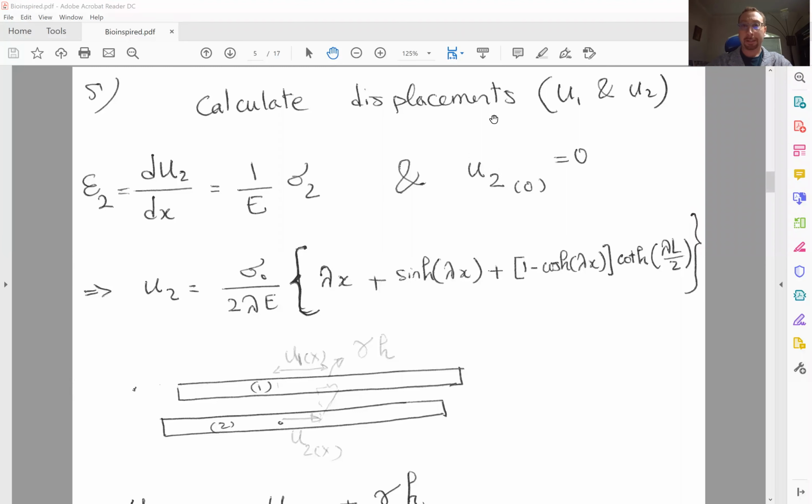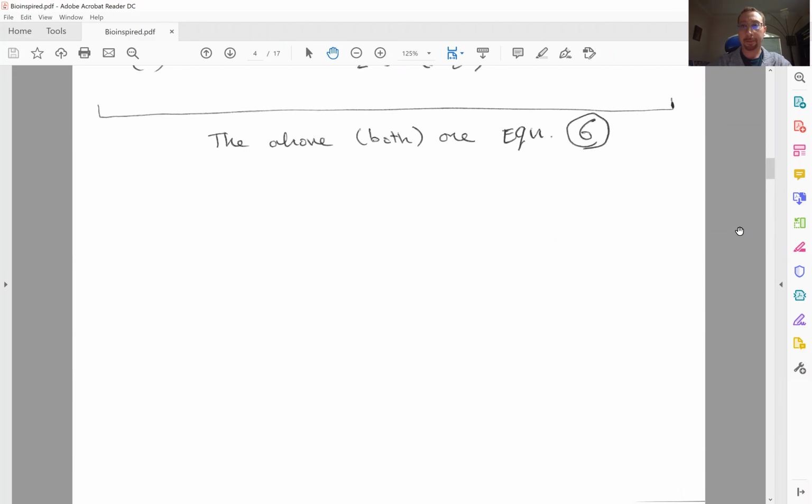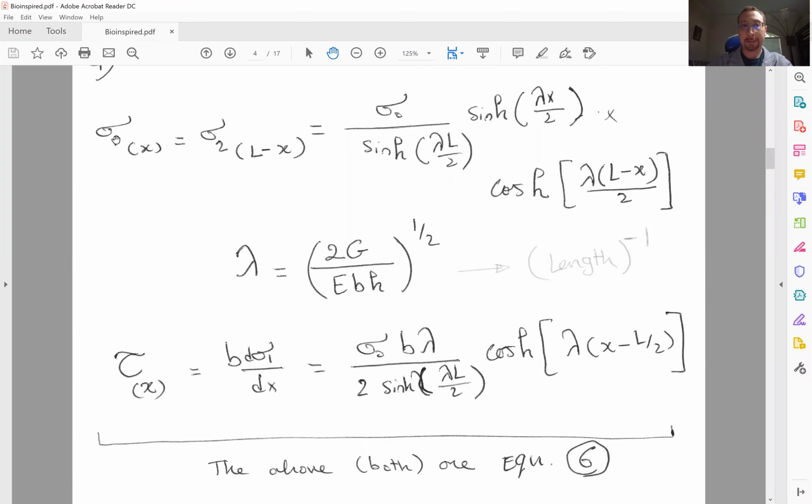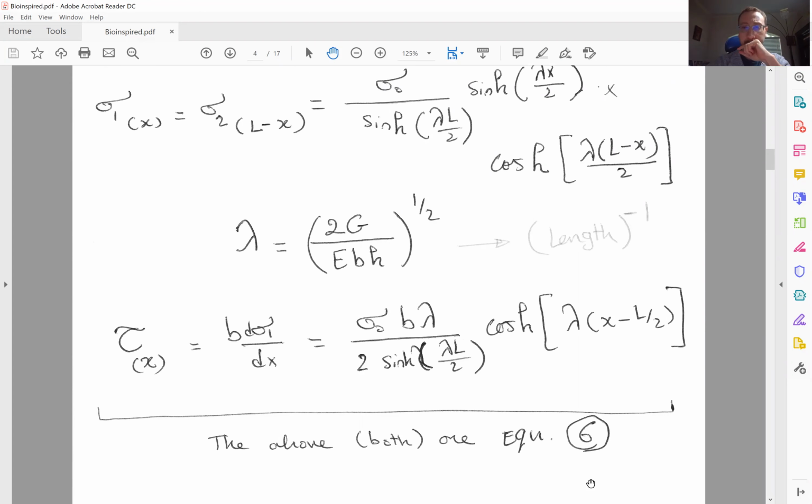So let me share with you the PDF that we were talking about. Basically, in the last video, we got to two equations. One is this: stress sigma 1 and sigma 2, axial stress in tablet 1 and 2, and shear stress in the mortar. We call this equation 6. So equation 6 is our stress values.